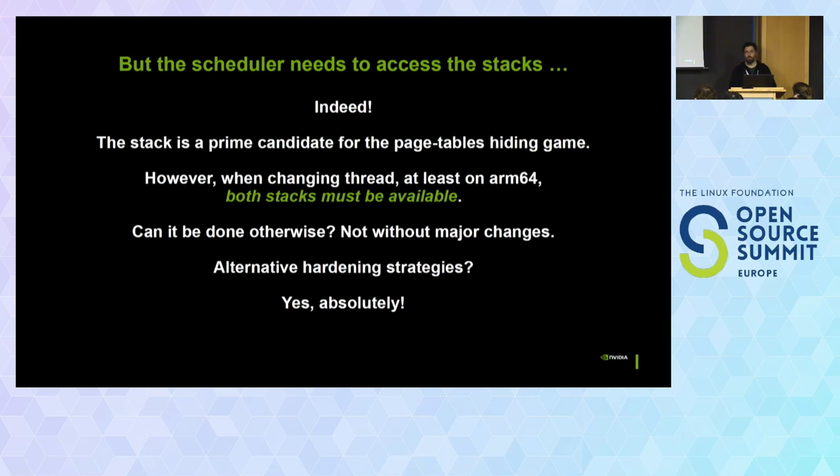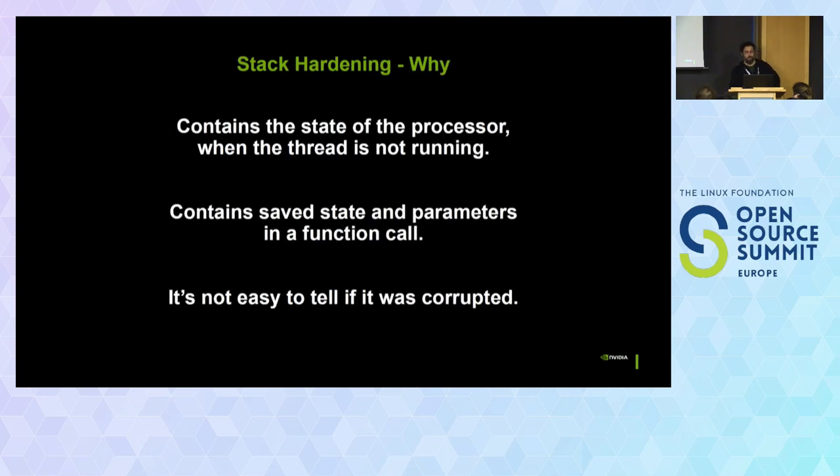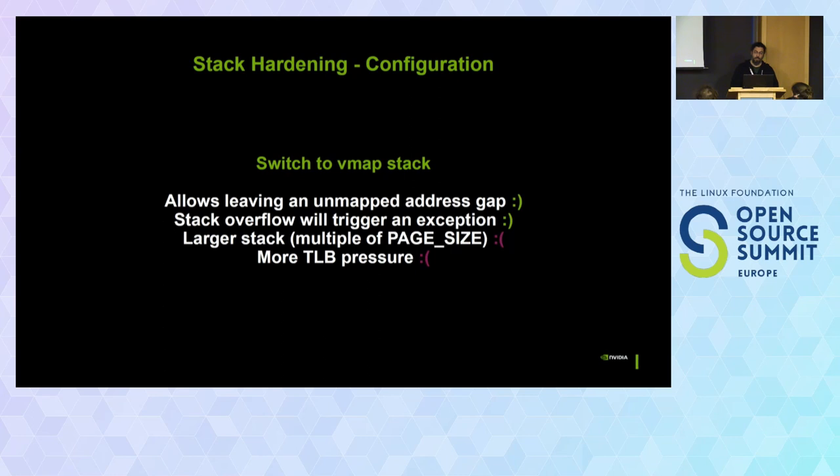So how else can we protect them? The problem with the stack, and the reason why I'm proposing to protect it, is the fact that it's very difficult to detect when it's corrupted, if it becomes corrupted. And that can happen also to your safe context. One first step is to switch to VMAP stack. This is already supported by the kernel.